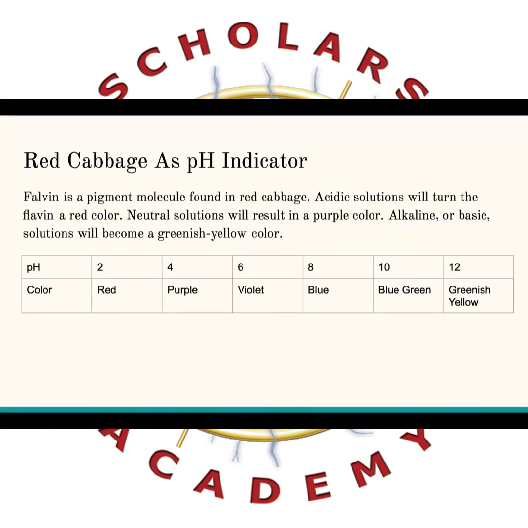So red cabbage as a pH indicator. Flavin is a pigment molecule found in red cabbage. This molecule is what will help you indicate whether a solution is acidic, alkaline, or neutral. So acidic solutions will turn the flavin a red color, neutral solutions will result in a purple color, and alkaline or basic solutions will become a greenish yellow color. So I've created this chart to tell you what pH corresponds with the color.